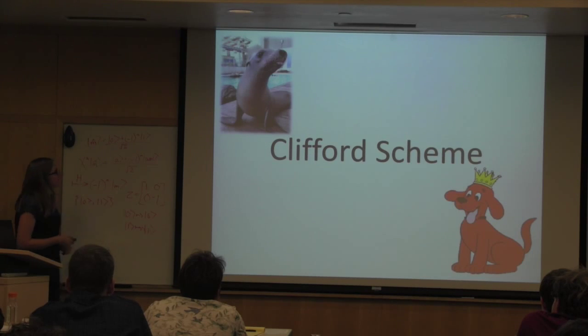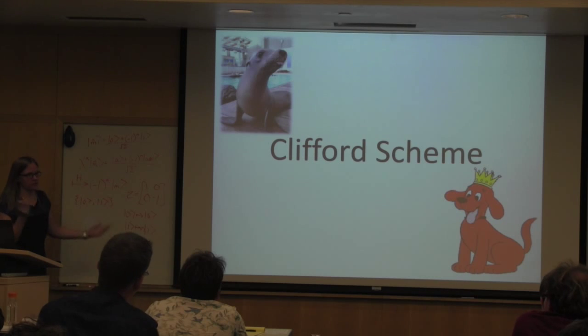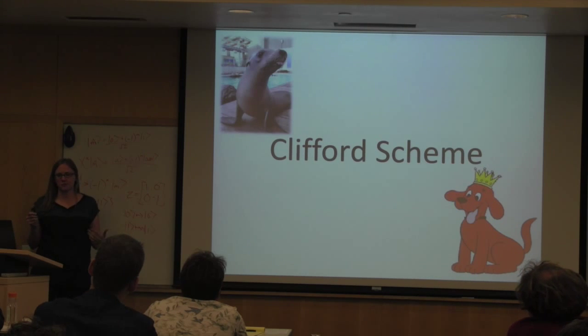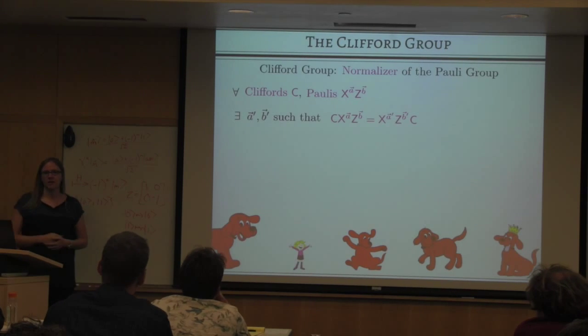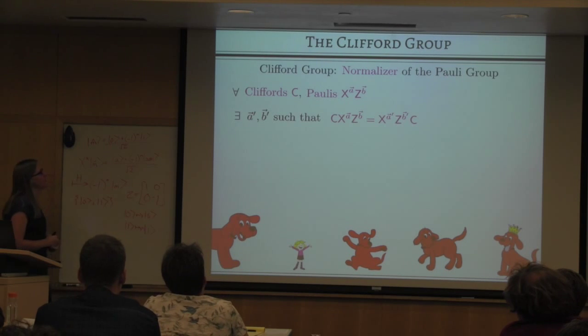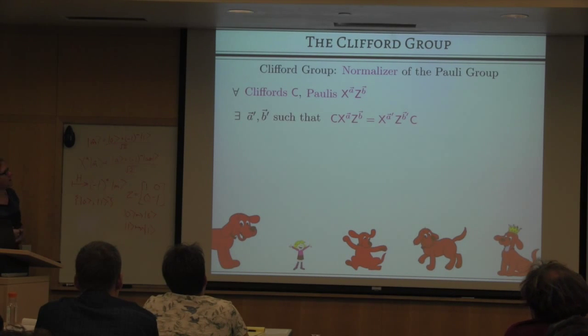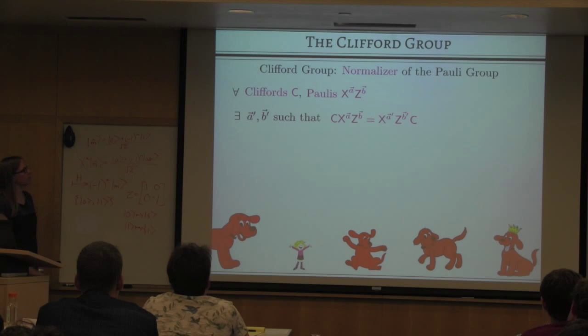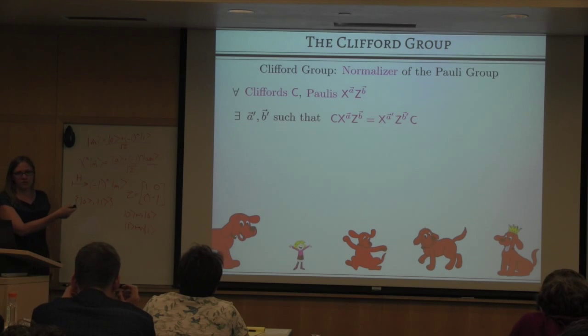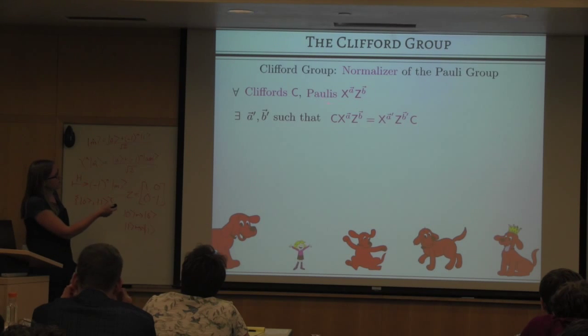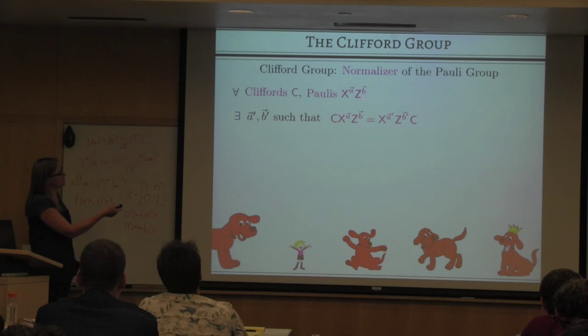All right, so now I can present the Clifford scheme. Let me first define the Clifford group. I mentioned how we generate it, but what is the Clifford group actually? It is the normalizer of the Pauli group. So remember that the Pauli group is a subset of the unitary group, and it's all of these circuits where we apply some X gates and we apply some Z gates.